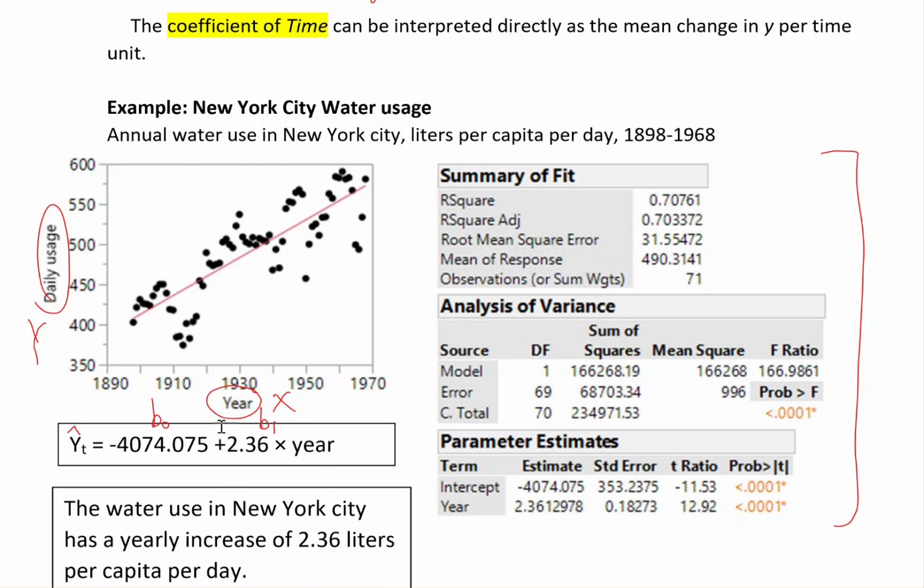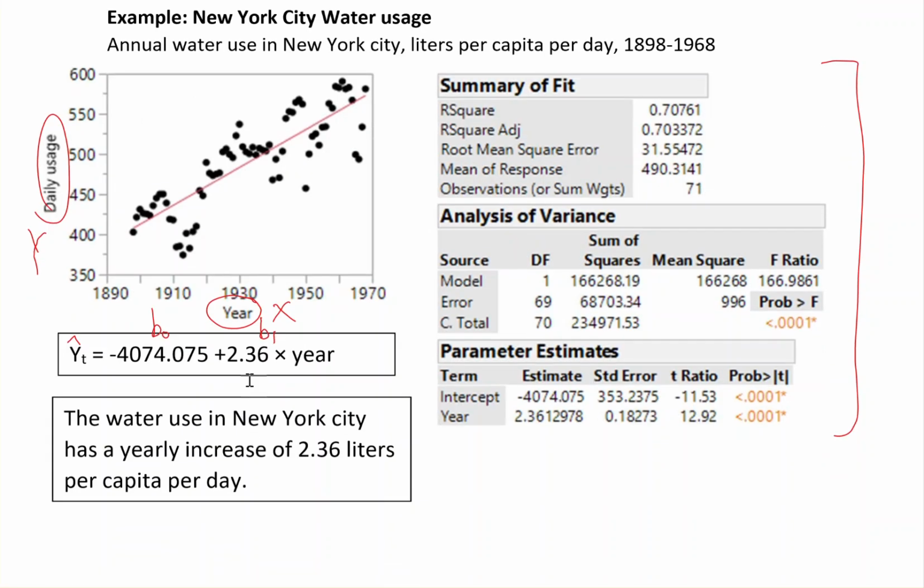But how do we interpret this b1? What does this b1 mean? b1 means when x increases by 1, y will increase by 2.36. So what does a year increase by 1 mean? That means the water used in New York City has a yearly increase of 2.36 liters per capita per day.